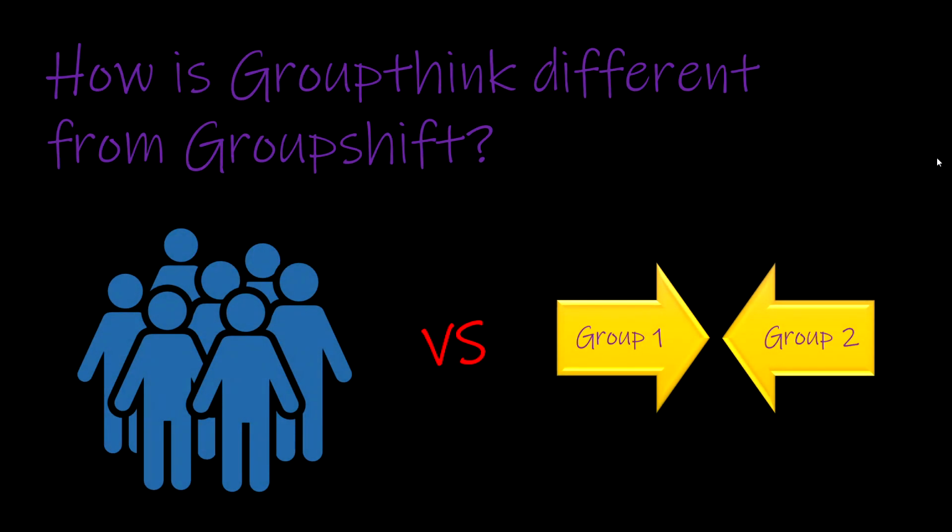So how is groupthink different from group shift? Now, if you look at the diagrams we have over here on the left, we have groupthink. This is an area where we have one in-group and everybody's trying to be a part of that in-group. Whereas over on the right, this is an example of group shift, where we have two different groups and people pick a side, and the two groups are in conflict to a certain degree.